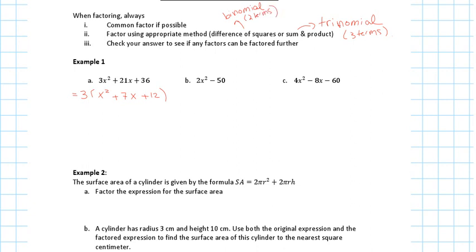Okay, so if I'm looking at my trinomial to do sum and product, what am I looking for? 2 numbers that multiply to 12 and add to 7. So what multiplies to 12 and adds to 7? 3 and 4, right? So if you're looking at 3 and 4, they add to 7, they multiply to 12. So I just do 3 open bracket x plus 3, x plus 4, close bracket, and it's fully factored.